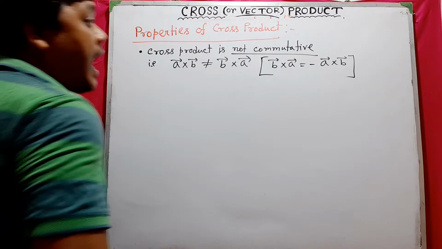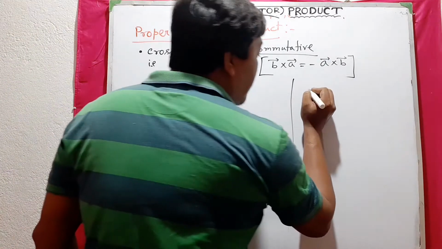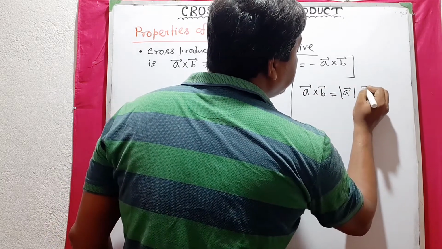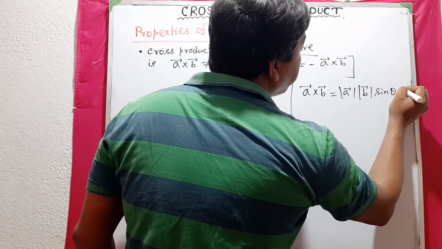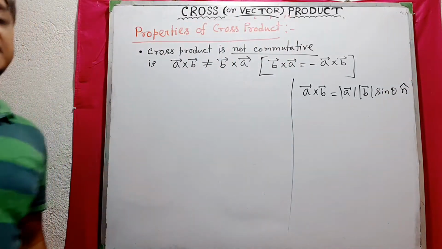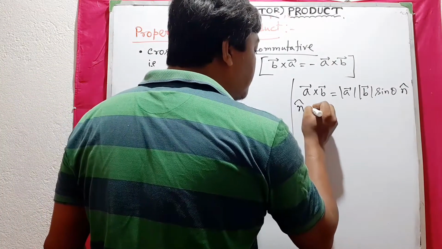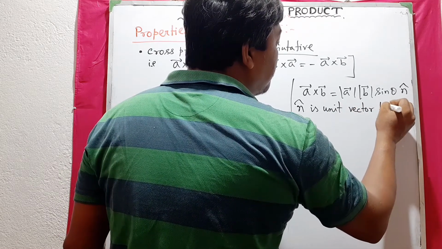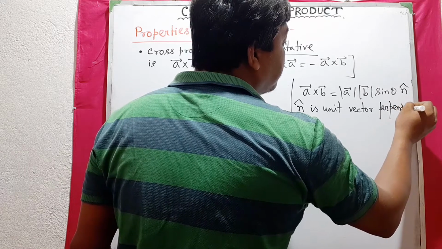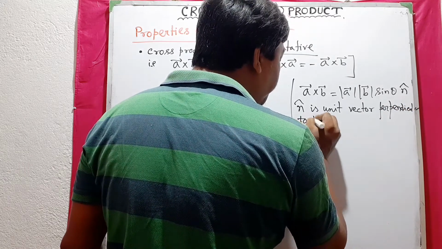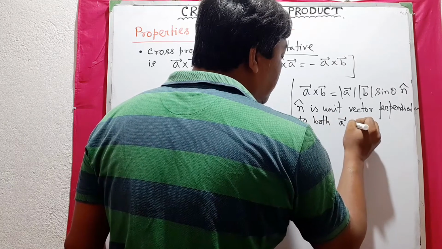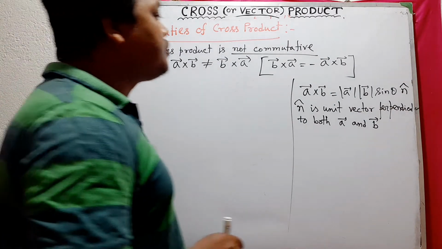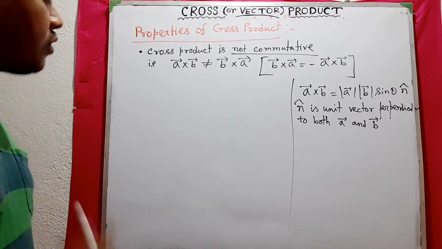Clear? And what is the definition of the cross product? I am writing here A cross B equals to mod A mod B sin theta n cap. বারবার এটাকে আমি করছি, n cap is the unit vector perpendicular to both A and B. This is a vital point. এটা লিখে রাখাটা জরুরি। আমরা এটাকে কম্পেয়ার করে করব। A cross B not equals to B cross A, that means B cross A equals to minus A cross B.